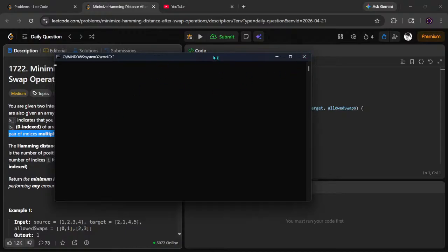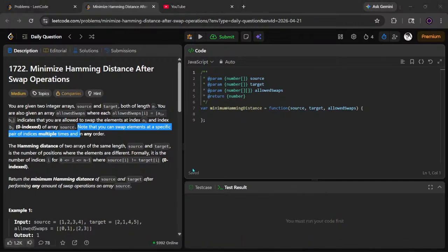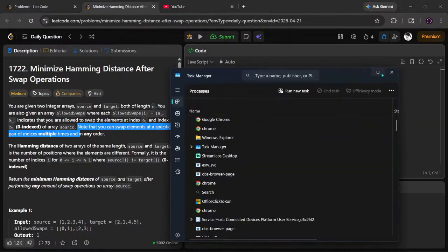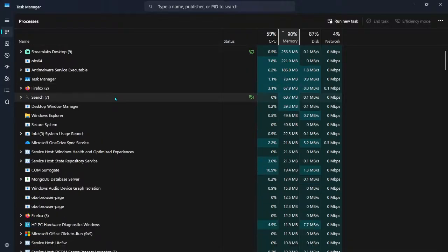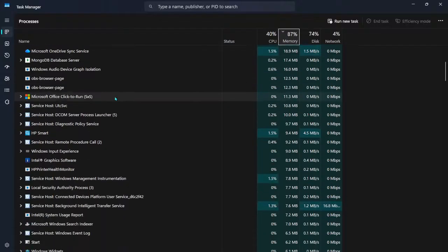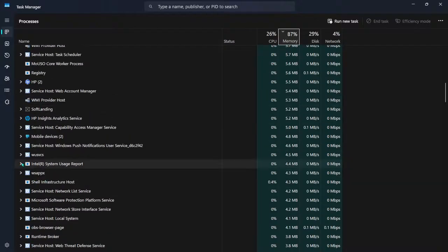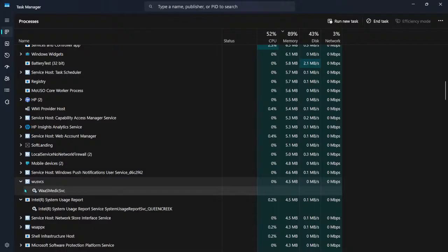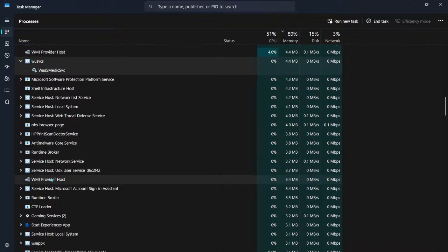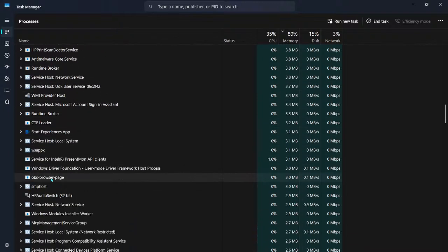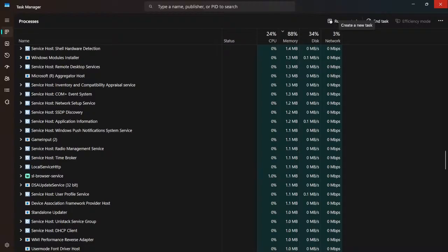What is running here, bro? Someone is hacking my system, bro. What the heck? Let's check the task manager. I don't see anything suspicious right now. There is nothing suspicious, right? What the hell is this? Okay, I don't see anything suspicious. Nah, everything is fine. I guess that was some kind of bot operation.